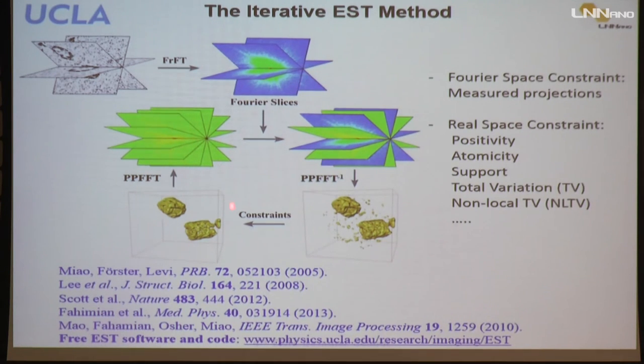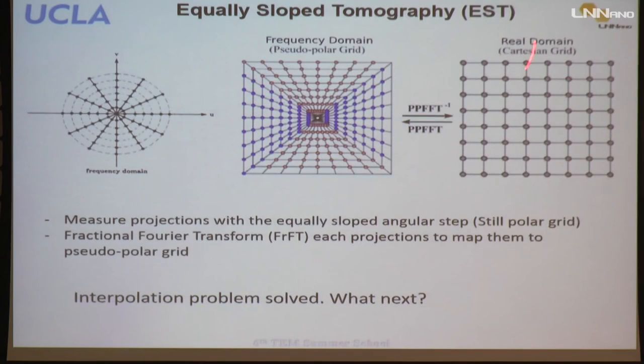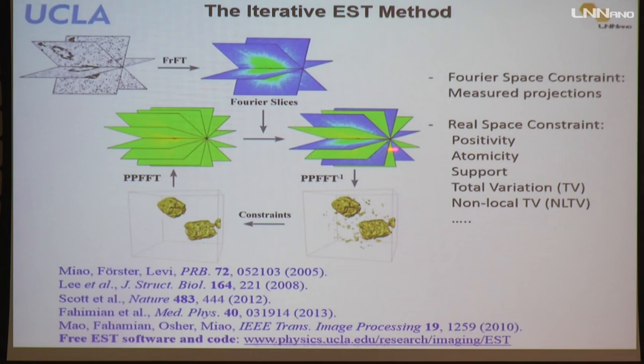Because we applied the real space constraint, it changed our object entirely. Then our Fourier transform is also changed, so it may not match our measured Fourier slices. So we enforce this again. We put in our Fourier slices, then this one becomes like that. There are some non-measured data points determined using this process, but we are still enforcing the measured data points. We just keep going and going until we satisfy both the Fourier constraint and the real space constraint. By doing that, we can retrieve the missing data points. All these green ones are initially missing, but during this iteration, we can retrieve this information. This is the iterative EST method. EST is equally sloped tomography using these pseudo-polar angles, and we can do that iteratively to get the missing data.